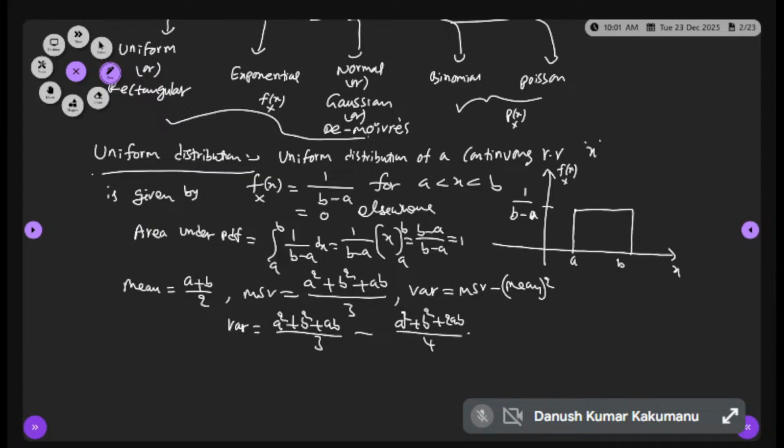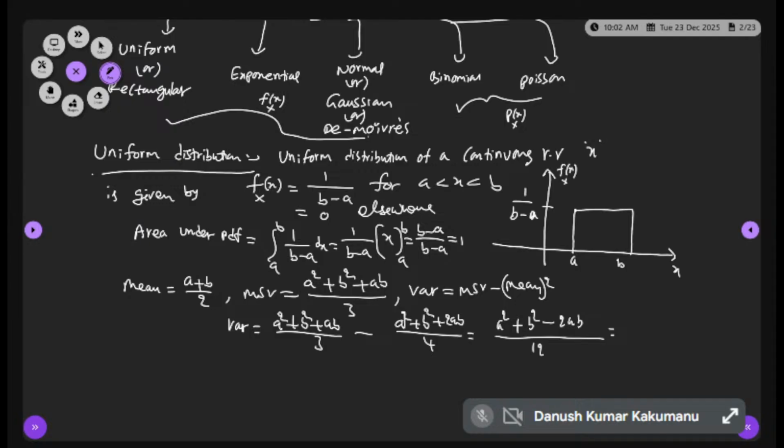Okay? What is the LCM? 12 is the LCM. Then 4 multiplies here, 3 multiplies here. Yes or no? 4a squared minus 3a squared is a squared. 4b squared minus 3b squared plus b squared. 4ab minus 6ab is minus 2ab. Understood?